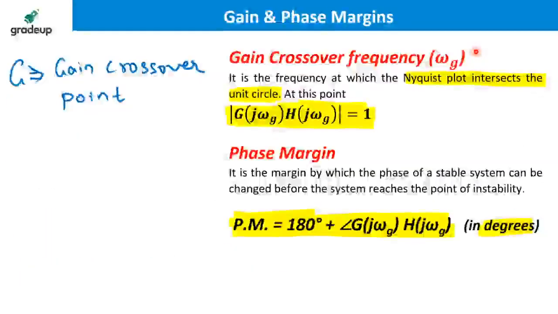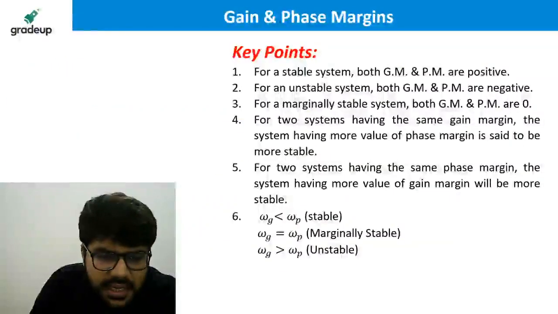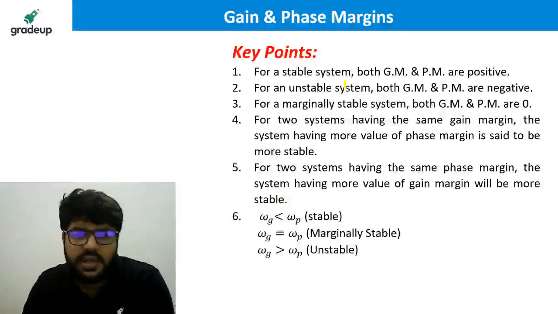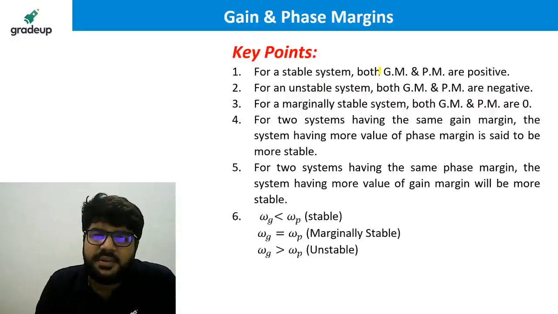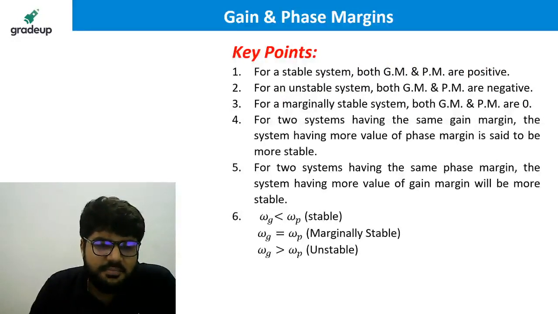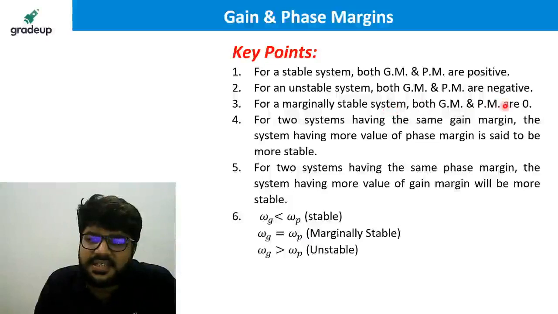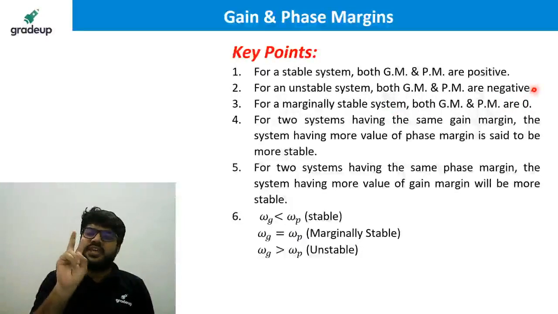So I am coming to some important conclusions. They are very important for solving some questions with a very short method. For a stable system, both GM and PM are positive. For an unstable system, both are negative. For a marginally stable system, both are 0. That means they are always of the same sign.